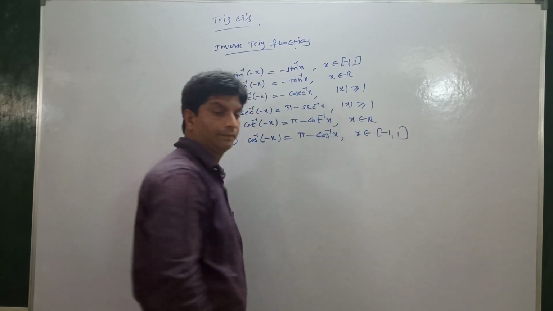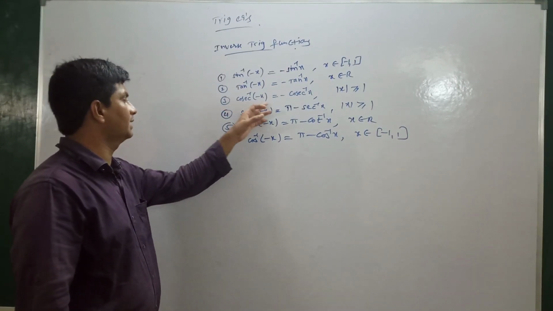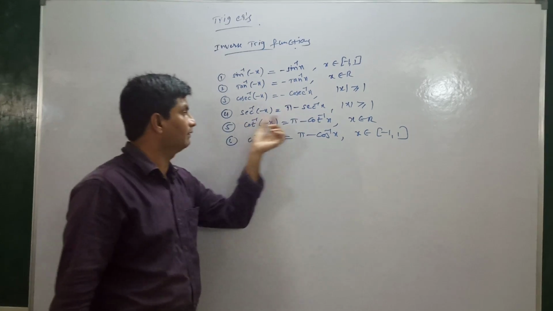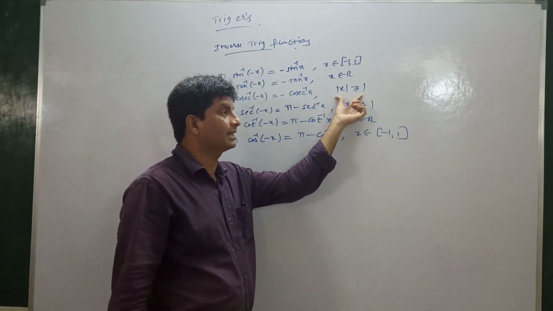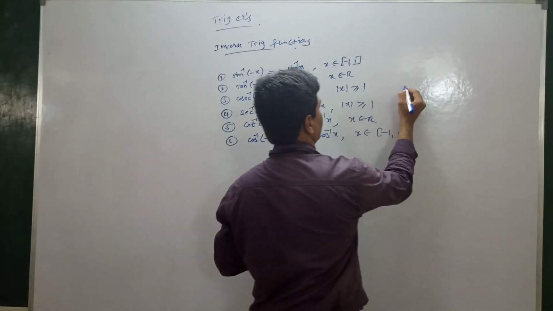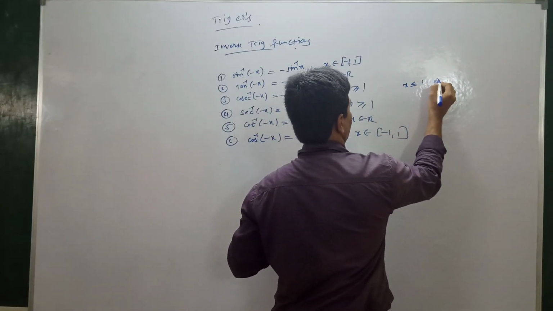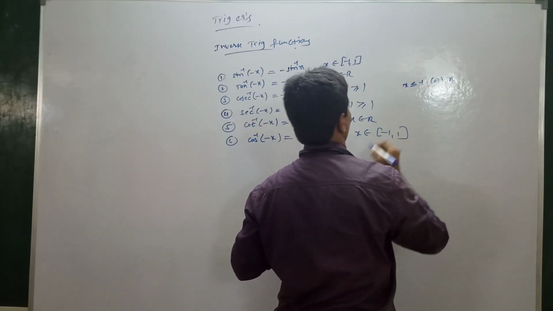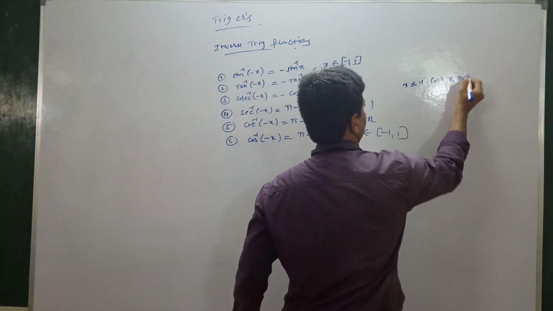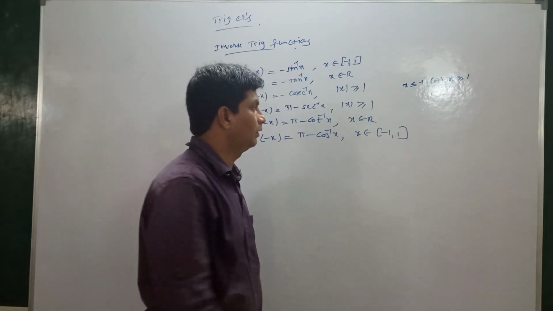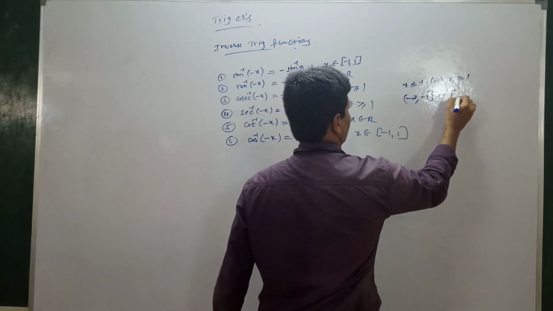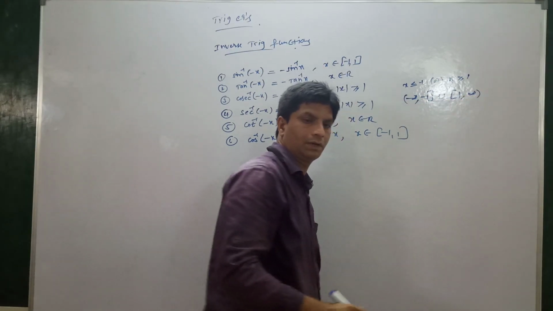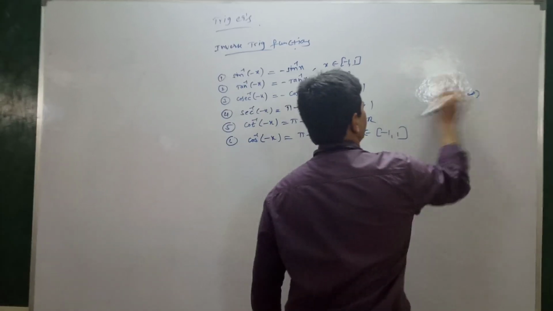Only for cosecant inverse and secant inverse, the range of x is mod x greater than or equal to 1. What is the meaning of this? It means x less than or equal to minus 1 or x greater than or equal to 1, which is the open interval minus infinity to closed minus 1, union closed 1 to open infinity. Both are equal.